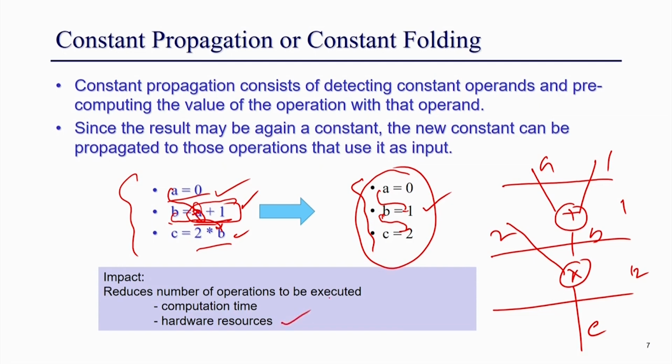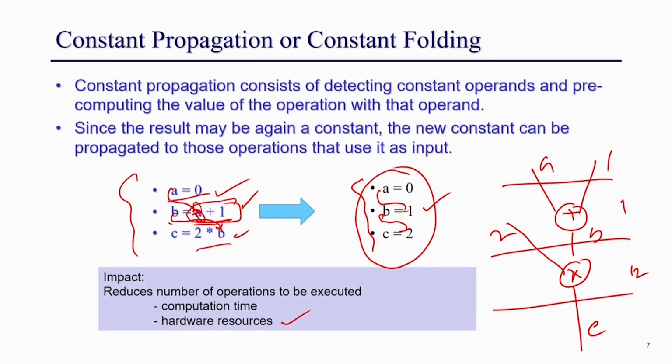So it might reduce the number of registers, and it might reduce the number of adders and multipliers. In summary, it reduces the hardware resources, multiplexers as well, and also computation time, because I do not have to execute those operations in the hardware now, right? So constant propagation and constant folding is a very simple operation, but it has a significant impact on the generated hardware.